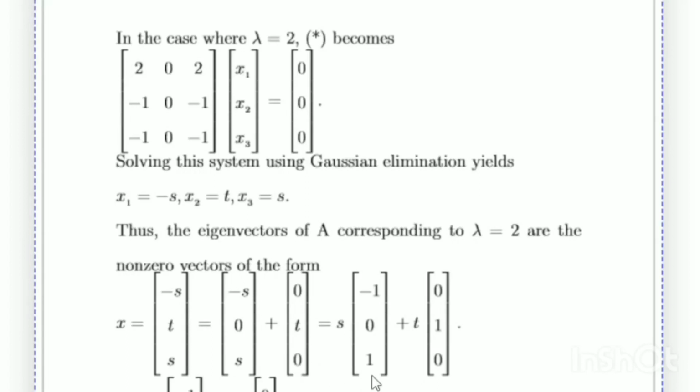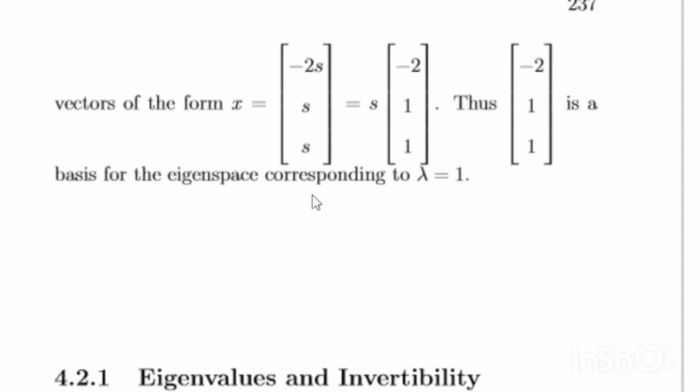Now you have to find out the eigenvector corresponding to lambda equal to 1. So for lambda equal to 1, you will get the eigenvector as (minus 2, 1, 1) corresponding to lambda equal to 1. There is one eigenvector corresponding to lambda equal to 1. Since 2 is a double root, you have 2 eigenvectors.